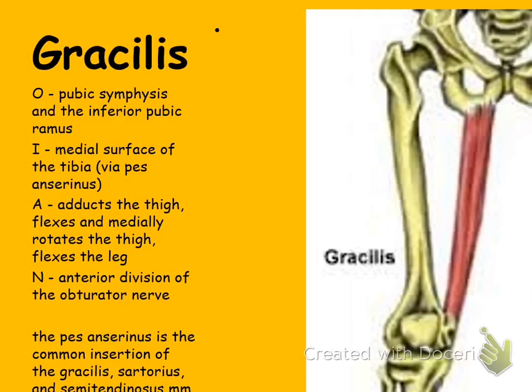Another muscle that helps keep everything together is the gracilis. It originates at the pubic symphysis, inserts on the medial surface of the tibia, and it adducts the thigh. It flexes it, brings it up a little bit, and medially rotates the thigh because it's on the inside of the leg.